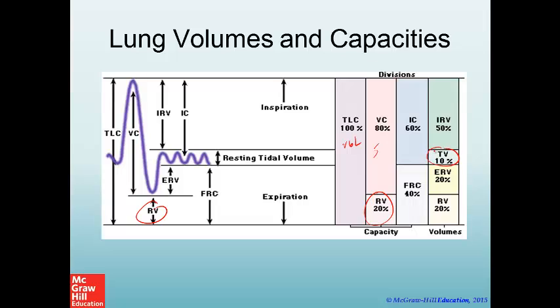Now, tidal volume, usually about 10% of total lung capacity. So if we're saying 6 liters here, we'd say 600 milliliters here, right? So if we drop this down to 5, we would say this was 500, and then this would be 4. Right? Yeah, that's probably 4.8.